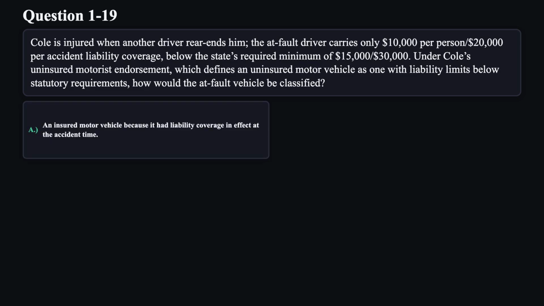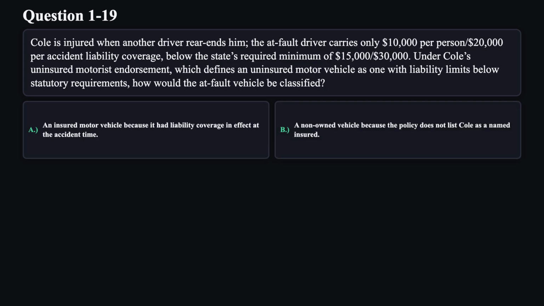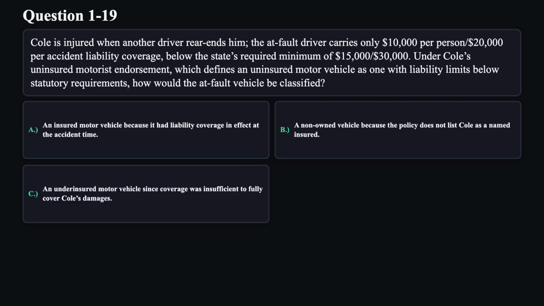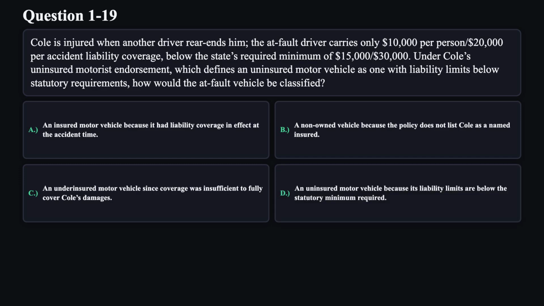A. An insured motor vehicle because it had liability coverage in effect at the accident time. B. A non-owned vehicle because the policy does not list Cole as a named insured. C. An underinsured motor vehicle since coverage was insufficient to fully cover Cole's damages. D. An uninsured motor vehicle because its liability limits are below the statutory minimum required.